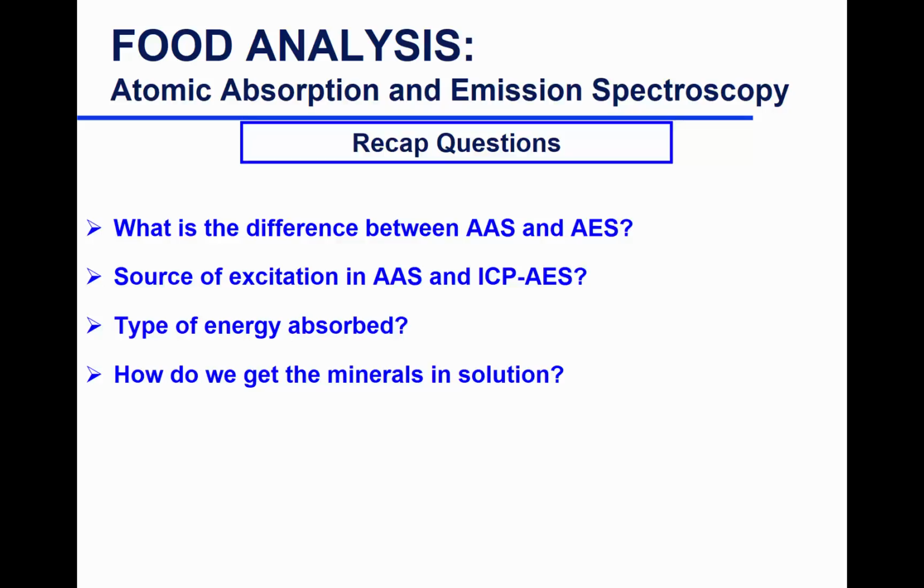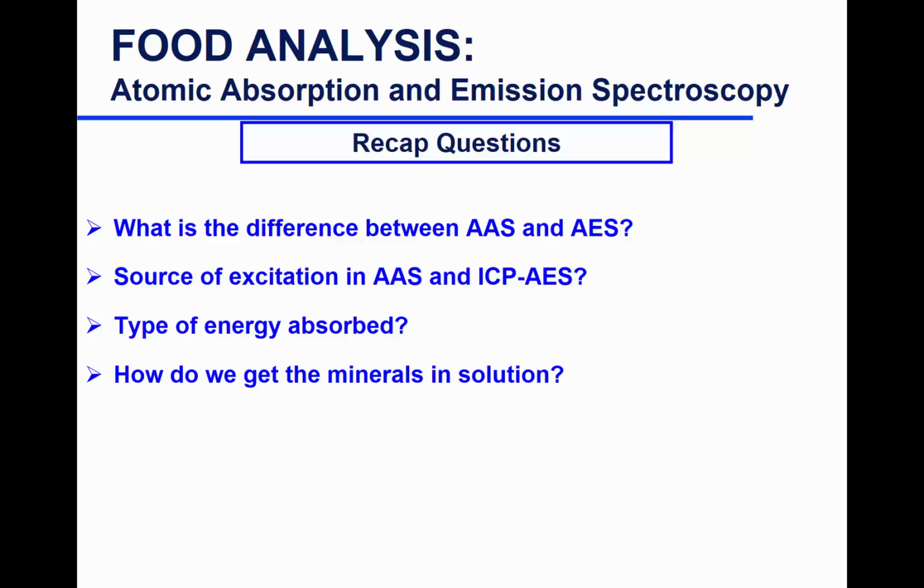What causes the excitation? The lamp. You have a lamp, the source of the energy, that has a cathode made up of the metallic form of the element that you are detecting. So it will emit radiation in the spectra that is specific for that element. So in the AA you have a hollow cathode lamp. In the ICP, the plasma is the source of atomization and excitation.